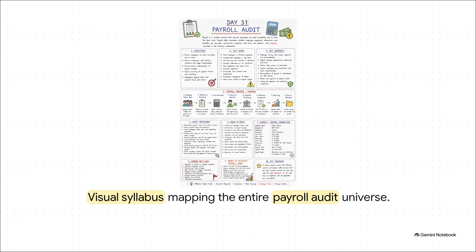All right, let's just jump straight into this. We've got our comprehensive visual syllabus perfectly mapped out. At its core, a payroll audit evaluates if employee payments, deductions, and benefits are accurate, authorized, and completely compliant with laws and policies. That is the precise, fundamental mandate we are exploring today.